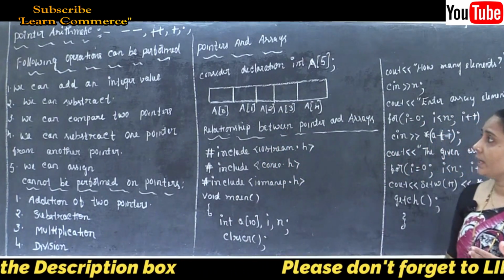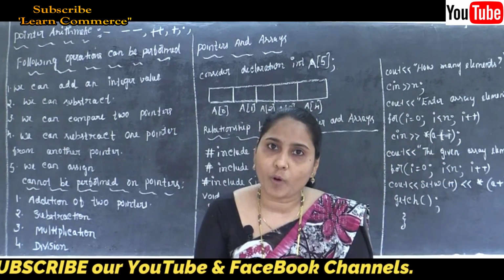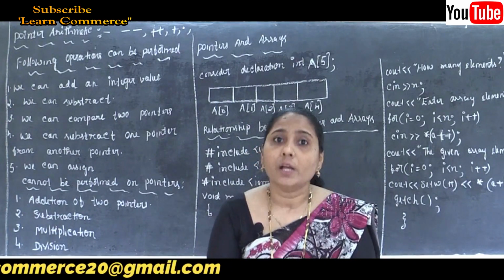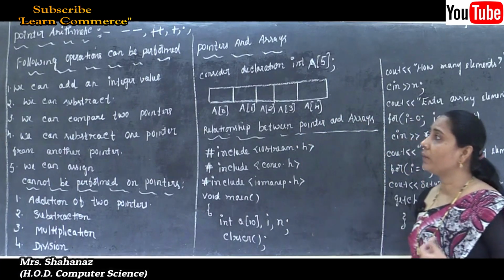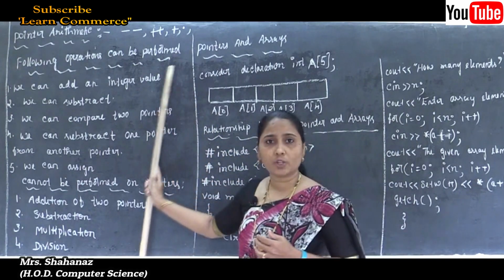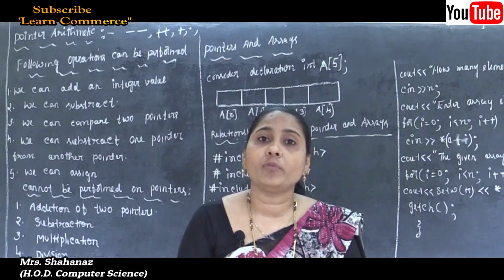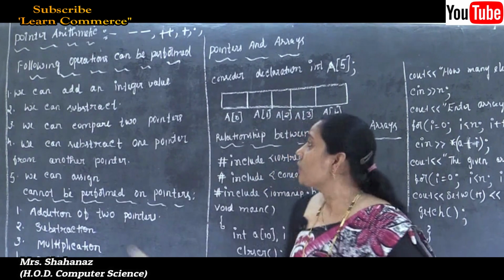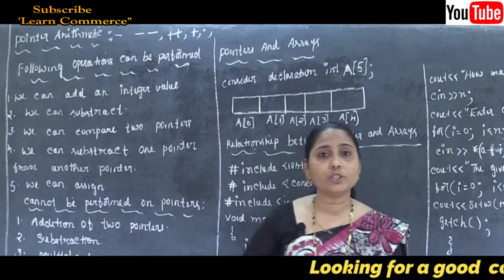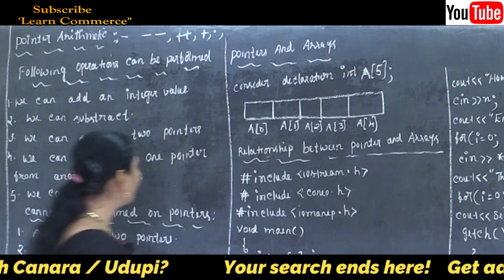So now let's see some of the valid operations we can perform on pointers, and some of the invalid operations we cannot perform on pointers. The following operations can be performed on pointers. That means all these are valid operations that we can use with pointers. The first operation is that we can add an integer value to a pointer.